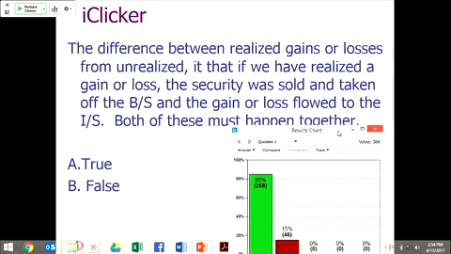So if we actually realize a gain or loss, it means that we sold something that was on the balance sheet. And now we have a gain or loss hitting the income statement. So both have to be affected. The balance sheet must go down, and the income statement must be increased or decreased depending on a gain or loss.